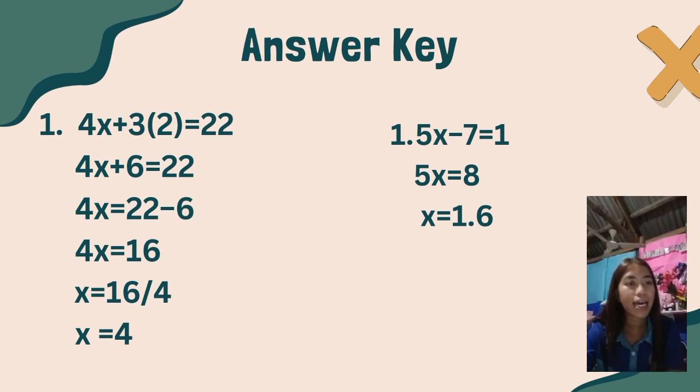Number 2. 5x minus 7 equals 18. We need to solve for x. So we transfer the 7 to the other side. So 5x equals 18 plus 7. The negative 7 becomes positive 7 on the other side. So 18 plus 7, that would be 25. 5x equals 25. We're going to divide both sides by 5. So cancel 5, x is left. 25 divided by 5, that would be 5.